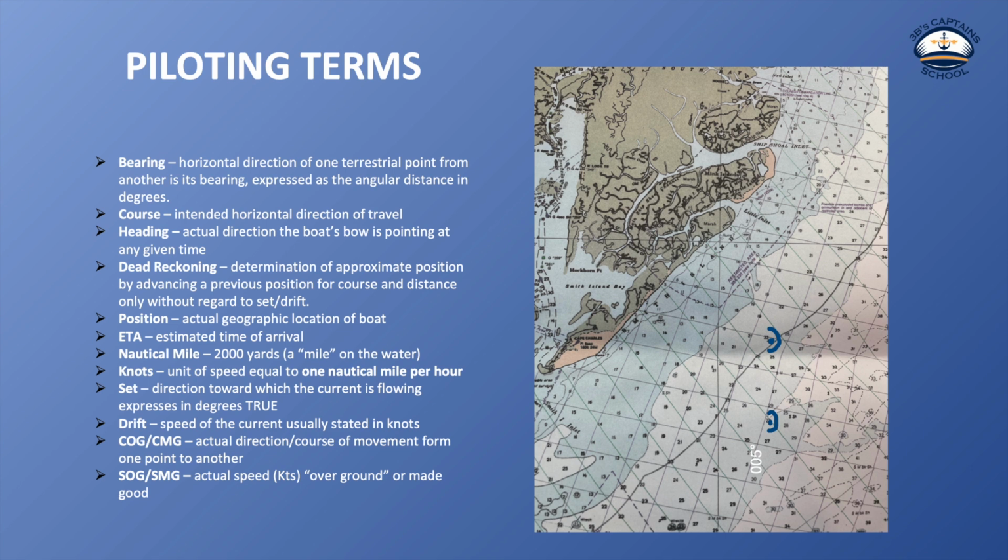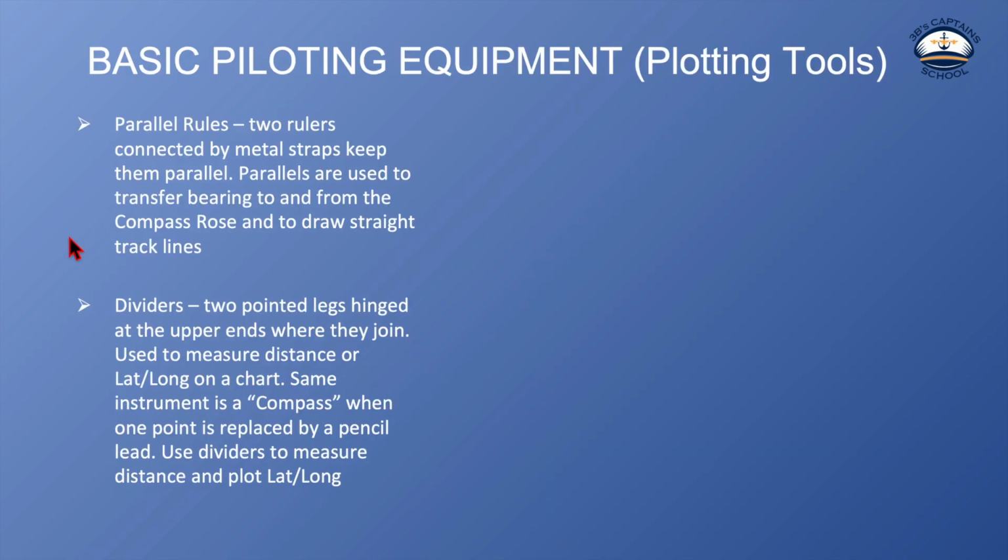Set is the direction towards which the current is flowing, and we express that in true. Drift is the speed of the current, usually stated in knots. Remember, a knot is a nautical mile per hour. Course over ground, or course made good, is the actual direction of movement from one point to another. Speed over ground, or speed made good, is the actual speed, in knots, over ground or made good.